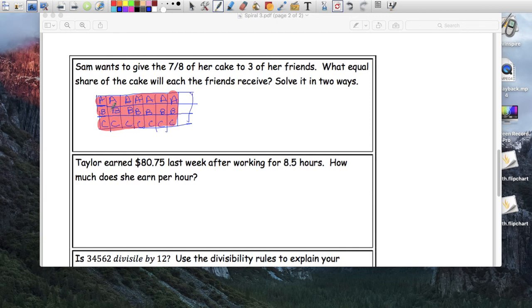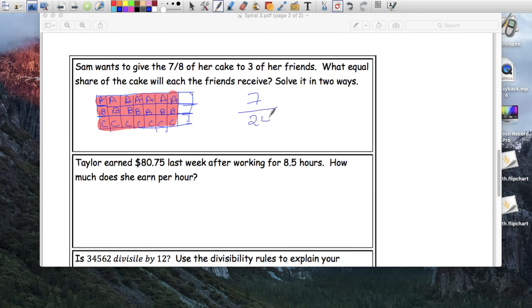So when doing this, don't forget that we also have to cut this one, even though it's not there anymore. So how much of the 7/8 of a cake do each of your 3 friends get? Well, they each got 1, 2, 3, 4, 5, 6, 7. They each got 7 out of a total of what? There's 1, 2, 3, 1, 2, 3, 4, 5, 6, 7, 8.